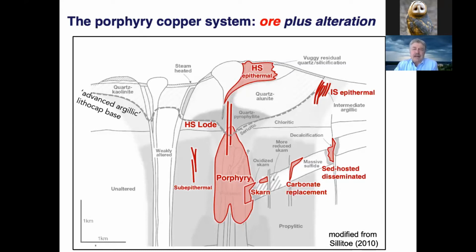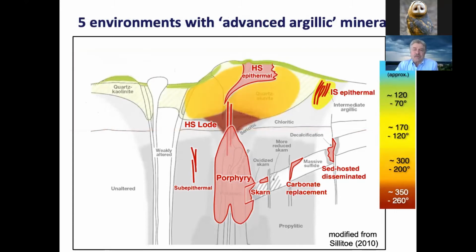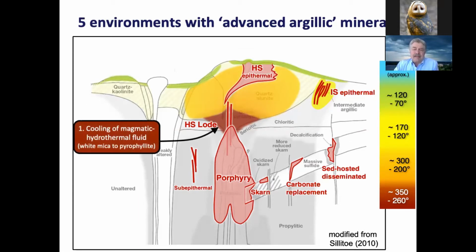Well, let's take a look now at the different advanced argillic alteration environments. Of course, a lot of the advanced argillic alteration forms in the epithermal environment, the upper 1 kilometer or so, but it can also form deeper, as we will see. So this is a recent diagram that we've created along with my colleague, Antonio Arribas, and it shows the 5 different environments of advanced argillic alteration. I'll define advanced argillic alteration in a moment, but right now, first, this is just an overview.